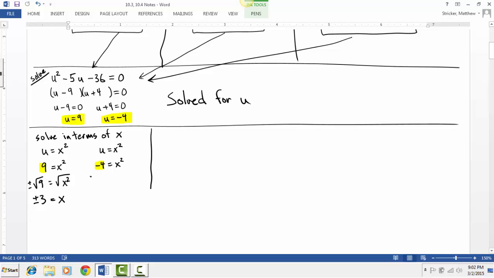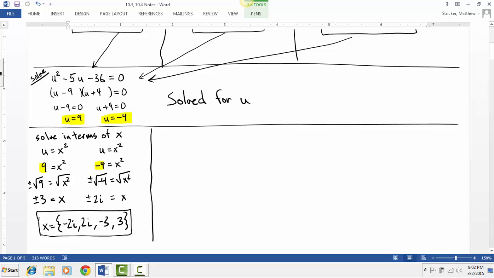Same thing on the other side. Here we have plus or minus square root of negative 4 equals the square root of x squared. We know that if we square root x squared, we get x. The square root of negative 4 is 2i. So here we have four answers for this problem. We have negative 2i and positive 2i. We have negative 3, positive 3. So this is our answer to the first problem.